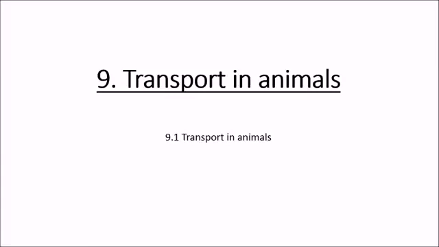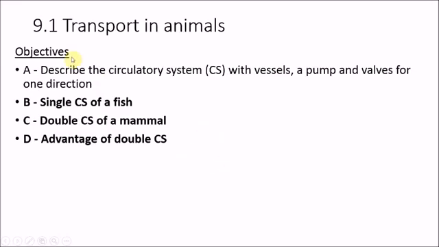And this topic is transporting animals. It's topic 9, and the first thing we're going to talk about is 9.1, transporting animals. It's a subtopic. Objectives. Objective 1 is we need to describe the circulatory system. I'm going to call the circulatory system CS for short.